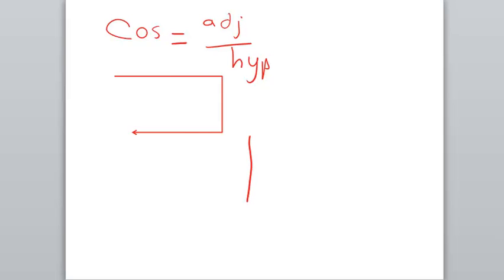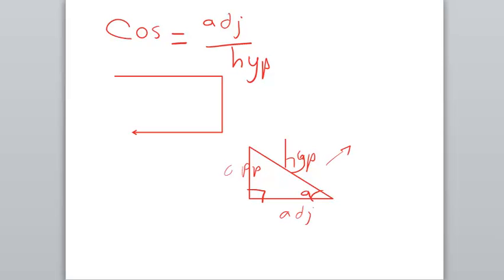So when we draw our right angle triangle, and we pick the angle, let's name this angle A. So this is opposite, this is adjacent, and of course this is hypotenuse. According to this, cosine A would be adjacent over hypotenuse. So this over that.